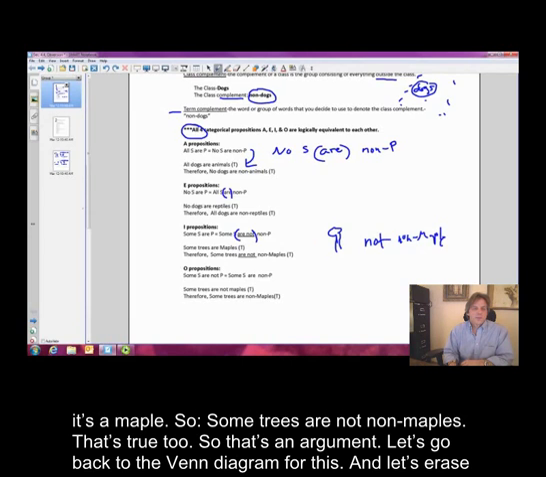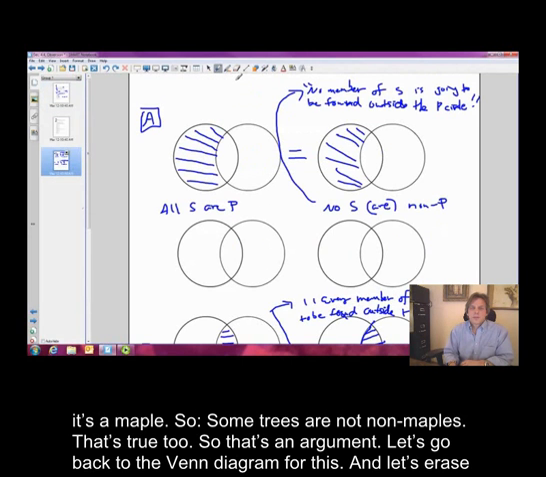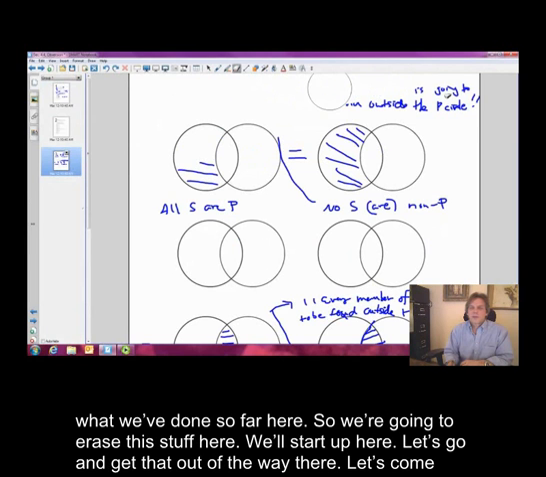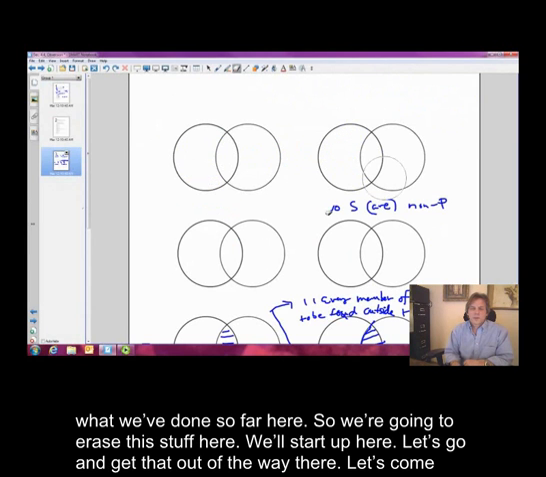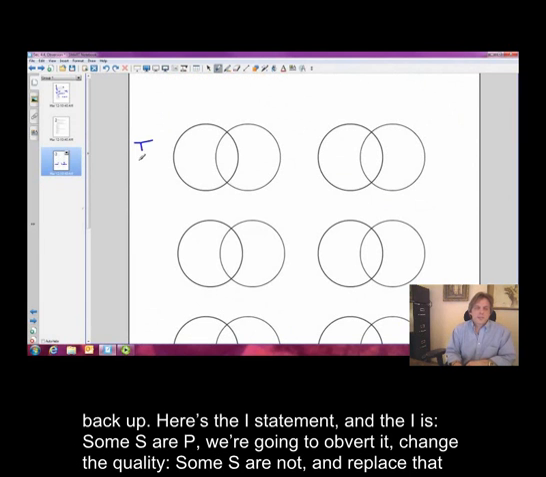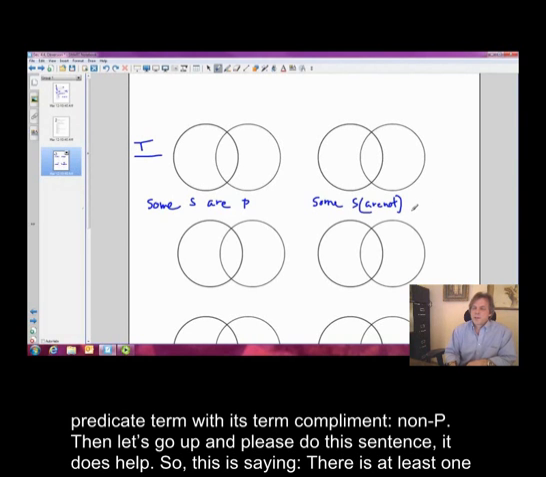So that's an argument. Let's go back to the Venn diagram for this. And let's erase what we've done so far here. We'll start up here. Here's the I statement. The I is some S are P. We're going to obvert it. Change the quality. Some S are not, and replace that predicate term with its term complement, non-P.